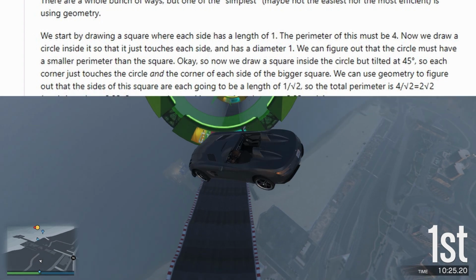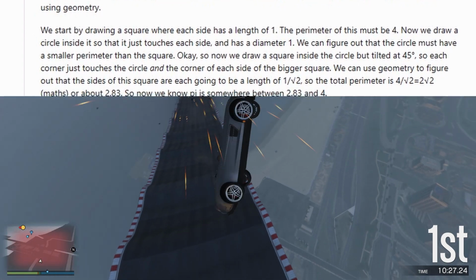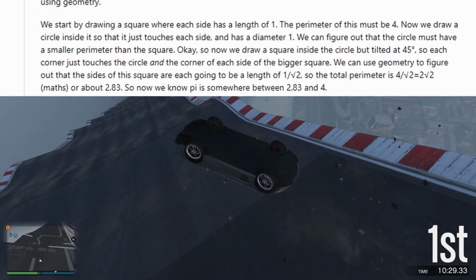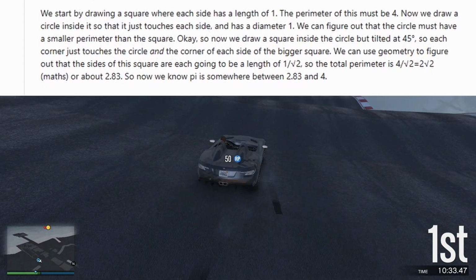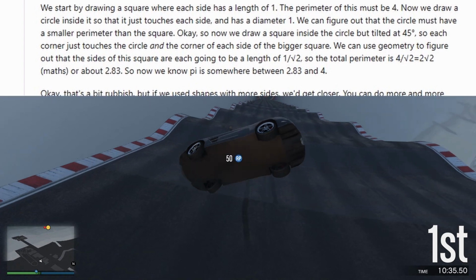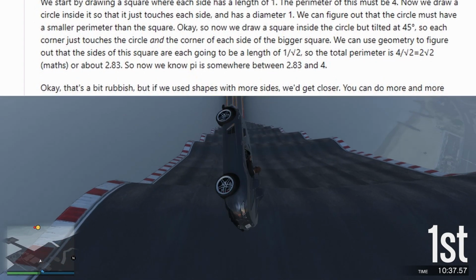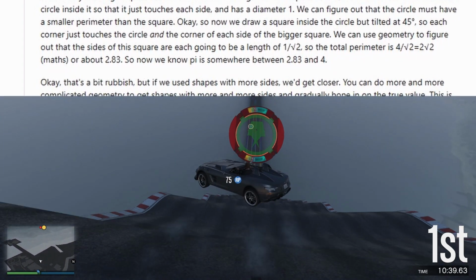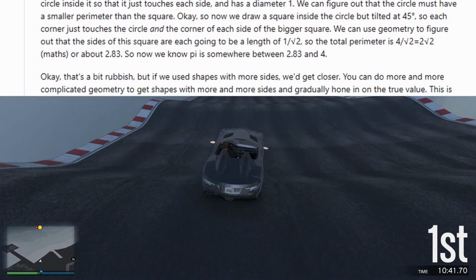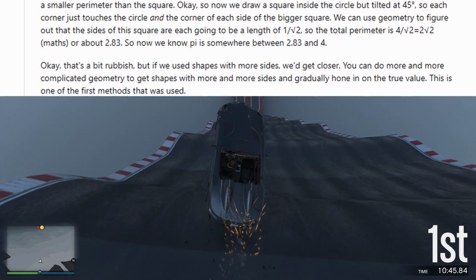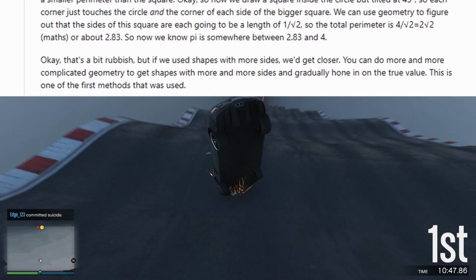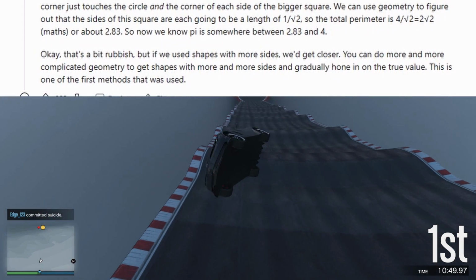Okay, so now we draw a square inside the circle but tilted at 45 degrees, so each corner just touches the circle and the midpoint of each side of the bigger square. We can use geometry to figure out that the sides of this square are each going to be a length of 1/√2, so the total perimeter is 4/√2 = 2√2, maths, or about 2.83. So now we know pi is somewhere between 2.83 and 4.